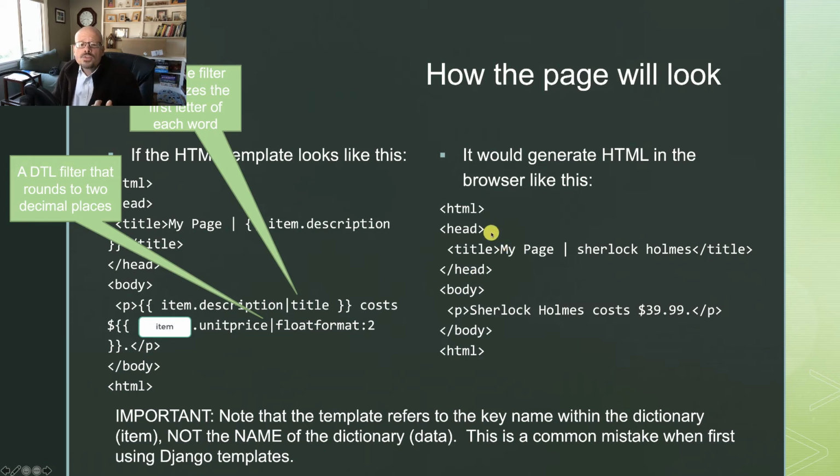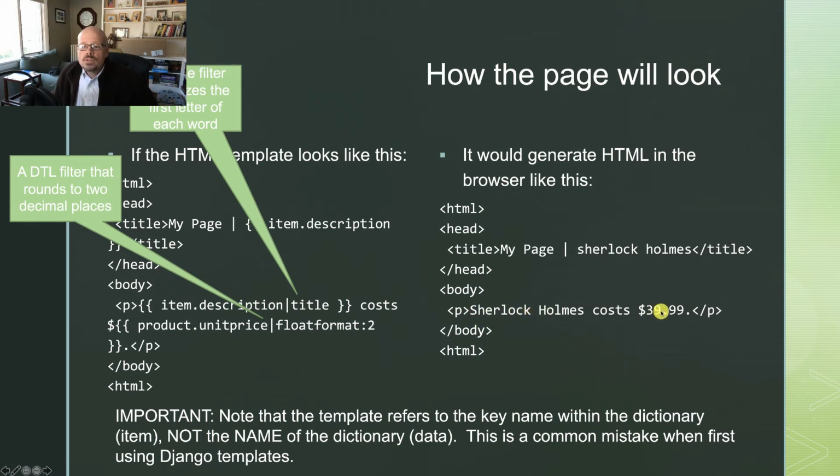On the right here, you'll see what the browser would show if you looked at the view source. Notice the title here, you can use the title in the head section. Let's suppose in the database it was stored as lowercase letters, it would be displayed as lowercase. But because we use the title filter, it will make Sherlock Holmes here have the first letter capitalized.